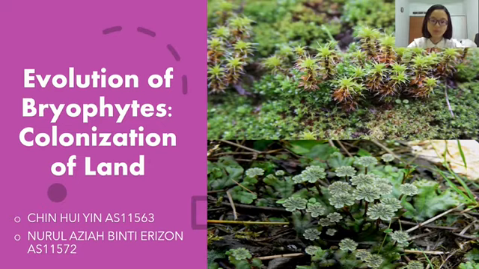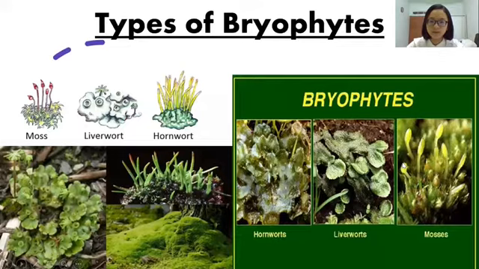We are from group 2 and we would like to present our topic today, which is the evolution of bryophytes, colonization of land. I would like to begin my video presentation by showing you the types of bryophytes. There are actually only 3 types of bryophytes. The first one is liverworts, which is this one, the hornworts, and the mosses. The same goes for this diagram. This is the hornworts, liverworts, and mosses.